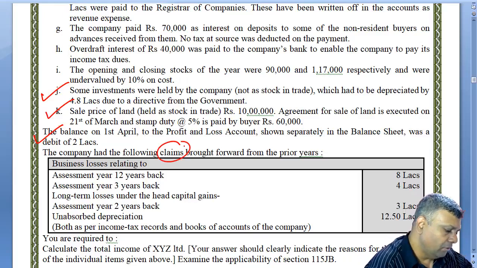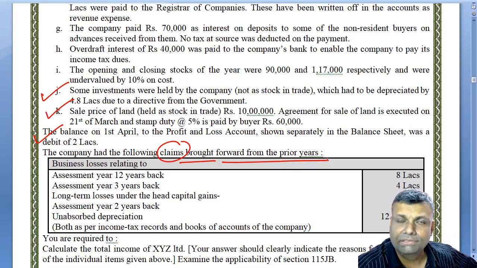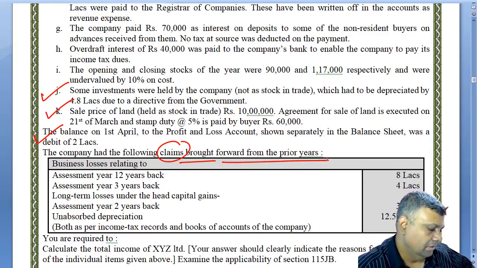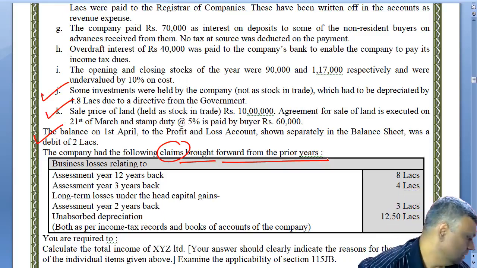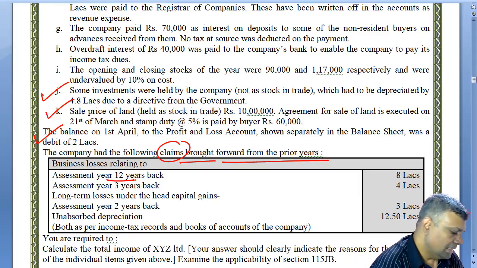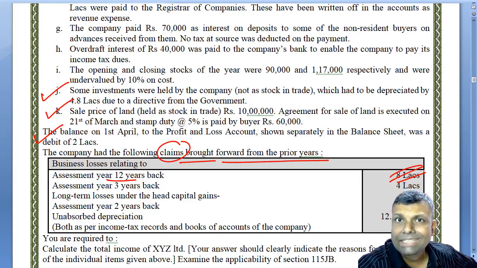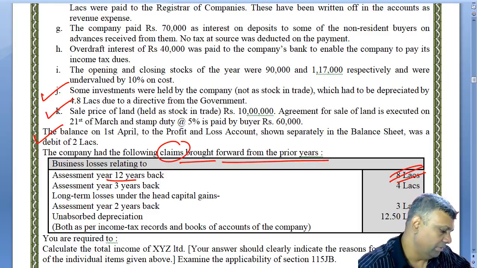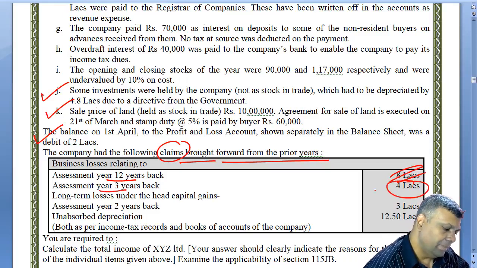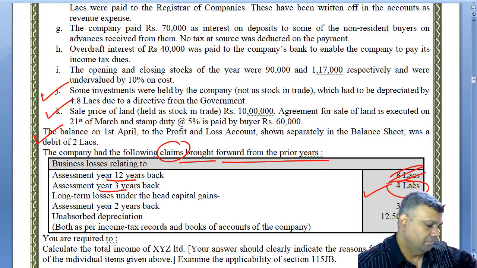The company had the following claims brought forward from the previous years. Assessment year 12 years back, the business loss will not be eligible because it is beyond the specified number of years for the purpose of carry forward and set off, so that will go away. Assessment year 3 years back, so these will be considered.